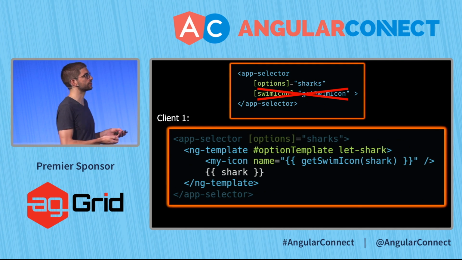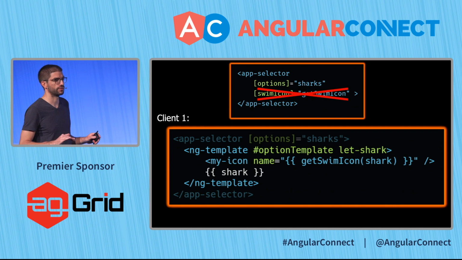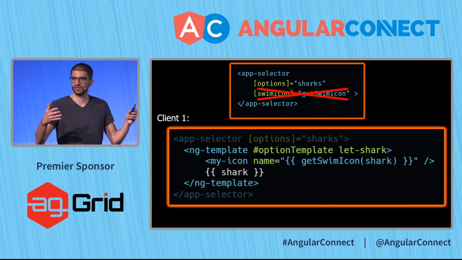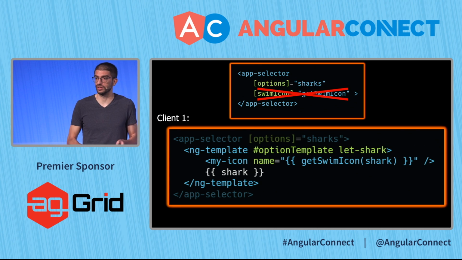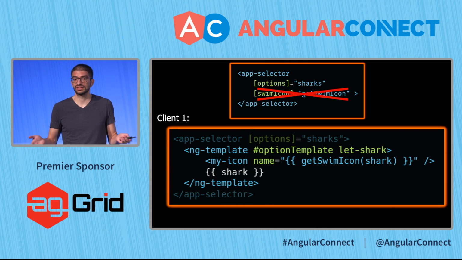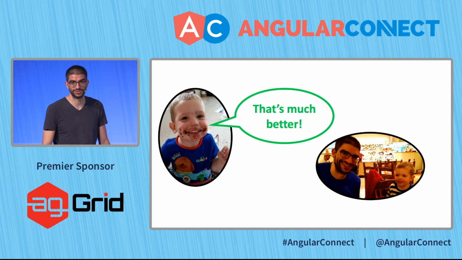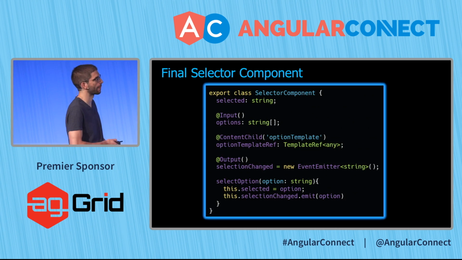And also, if you notice, now when we're using this icon, we don't have to worry about the ng if or not. We can just use get the swim icon name, because for client number 1, he always wants to see this. So not only have we extracted this from our select component, the template that we're writing is simpler as well. So client number 2 is happy, his app is back to full speed, and client number 1 is still happy because he's still got his icons.